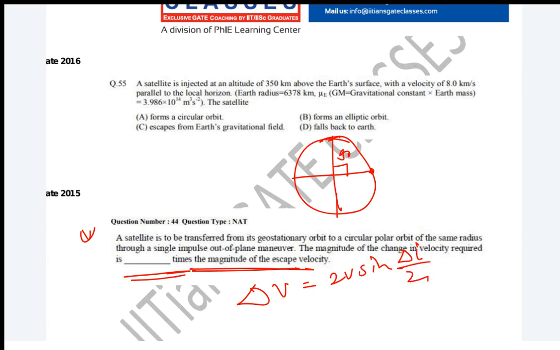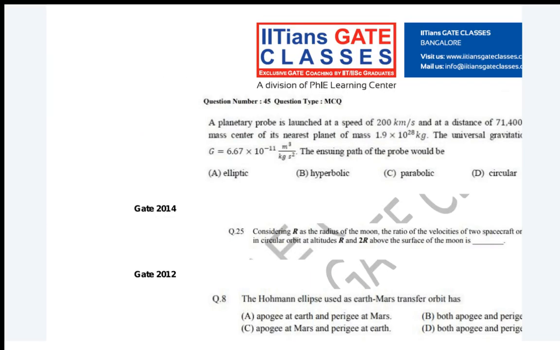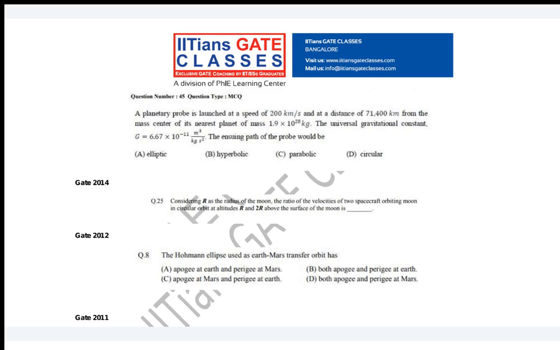Using this formula, the change in velocity will be what? Initial velocity, twice, into sine delta by 2. Now delta is how much? 90 degrees here, because we have to do an out of plane maneuver. Okay, so in this case, it will come to root 2 times v, and we already know the escape velocity is always root 2 times v circular, right? So this is circular, so the answer is 1 times the magnitude of circular velocity. But anyway, it is not in the GATE syllabus, so I will not go into that depth, as we didn't discuss that concept.